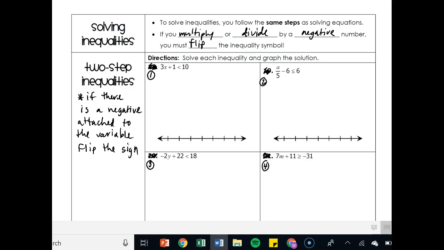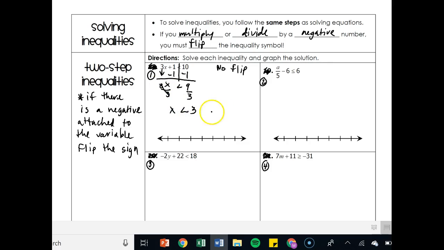So 3x plus 1 less than 10. There's no flip needed here, right? There's no negative number attached to the variable. So you just draw your scales of justice and we get to work. We subtract 1 from both sides, we get 3x is less than 9, and then we divide by 3, just like we did in two-step equations, right? So x is less than 3.